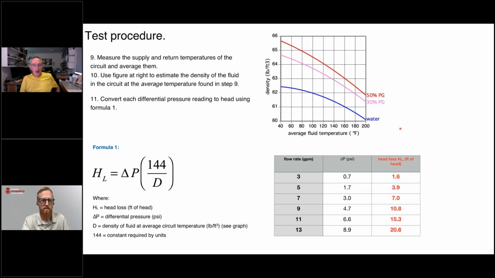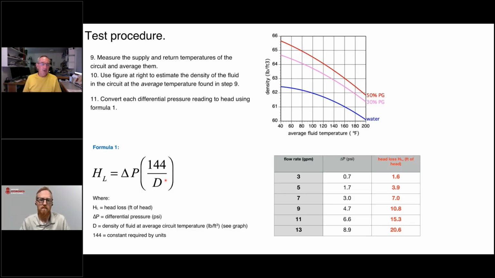Good questions. Yes, you do need to know the fluid temperature because whether you're using this graph or using manufacturer's data, you can see, for example, if you were testing at 180 degrees and you had a 30% glycol, you'd be at a little under 62 pounds per cubic foot. But if you're testing in a basement at, say, 60 degrees, you'd be upwards of 65 and a half. That is going to make a difference in this calculation.